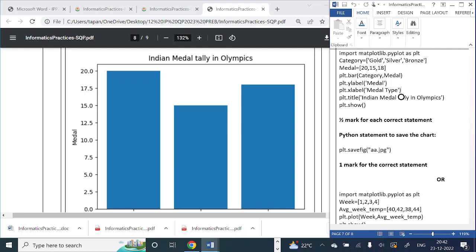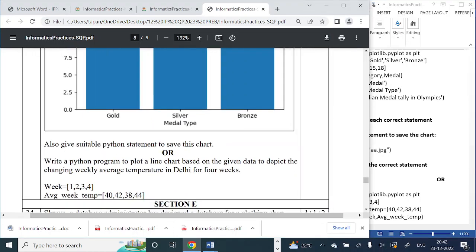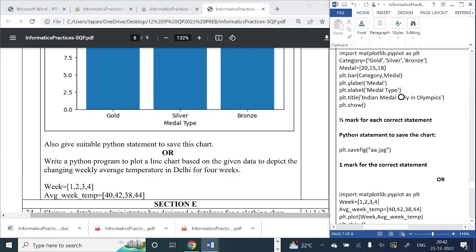Then if they ask you to save the figure, like here also: give a suitable Python statement to save this chart. So to save it we are using plt.savefig, and then if they have given any name, like this.jpg, otherwise you can give your own name.